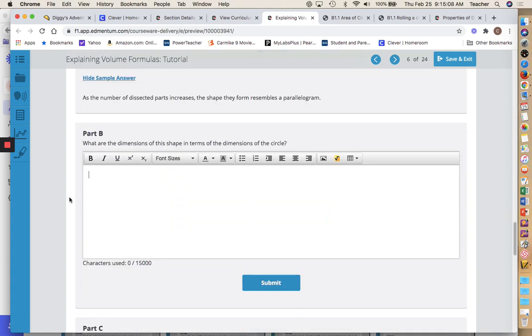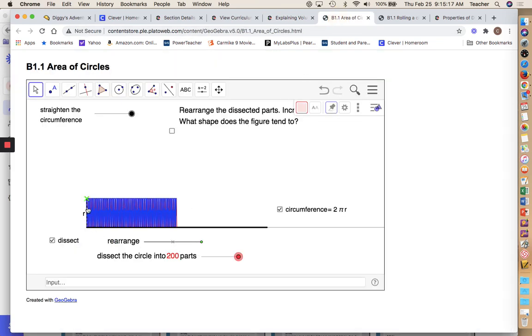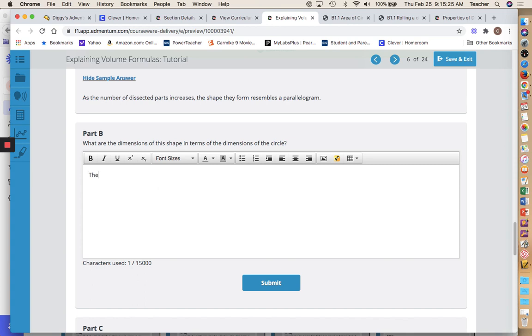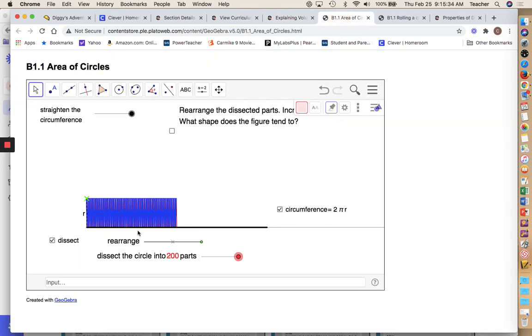All right, part B. What are the dimensions of this shape in terms of the dimensions of the circle? Okay. So the height is the radius. All right. Let me put that in. Now the length is not the whole circumference. Remember, it came over on top of itself.